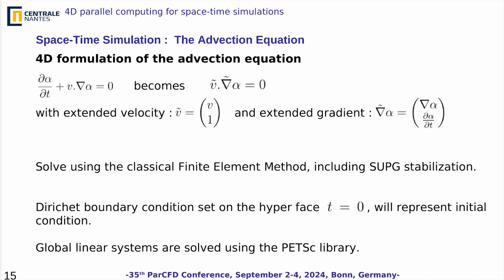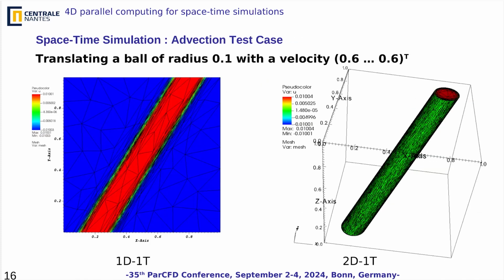So we use a classical finite element to solve that, including SUPG stabilization. And the Dirichlet boundary conditions that are set on the hyperface t equals 0 will represent the initial condition. The global linear solver system is solved using the PETSc library. So these are the results. First of all, in 1D and time, in 2D and time. And here it's at the end of 20 iterations.